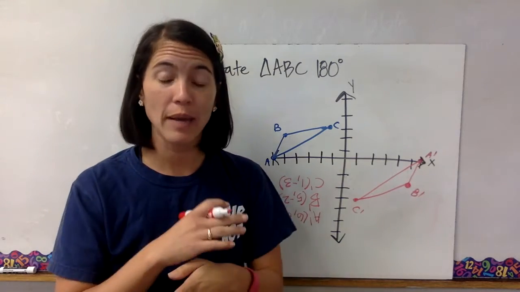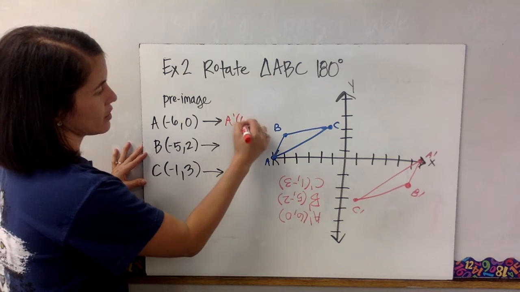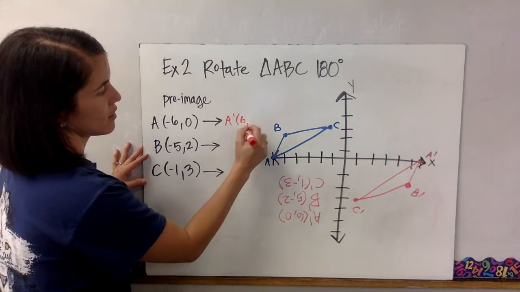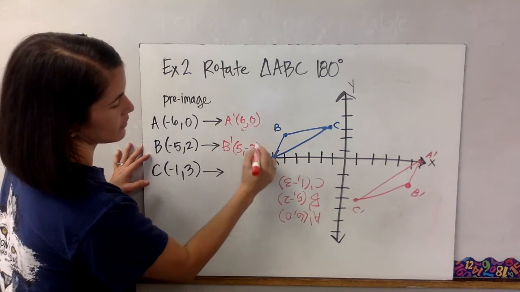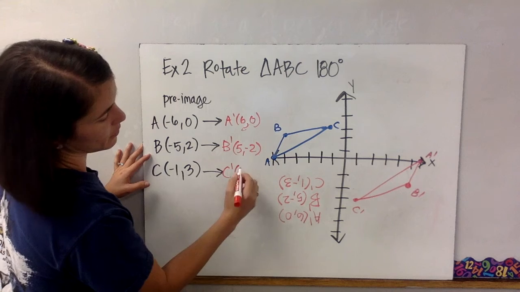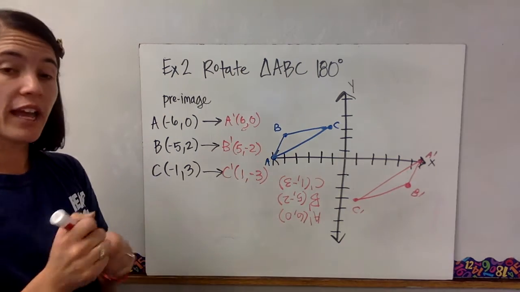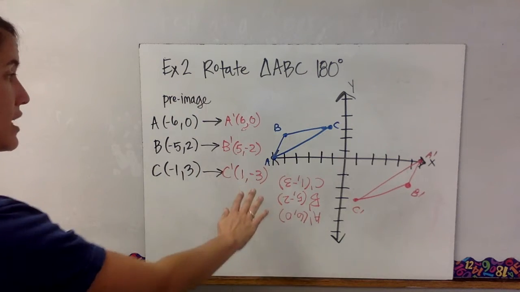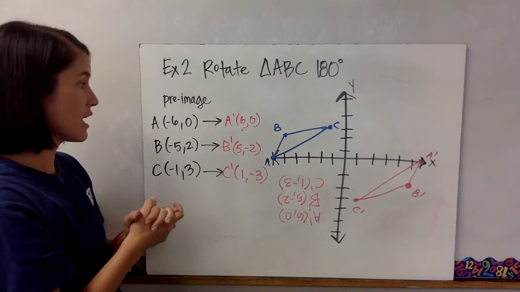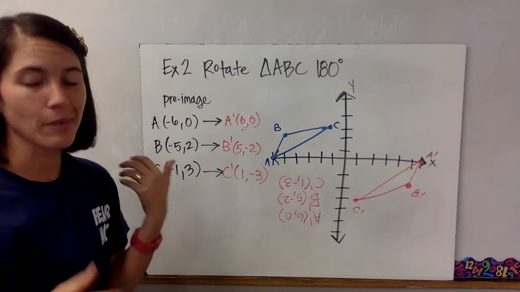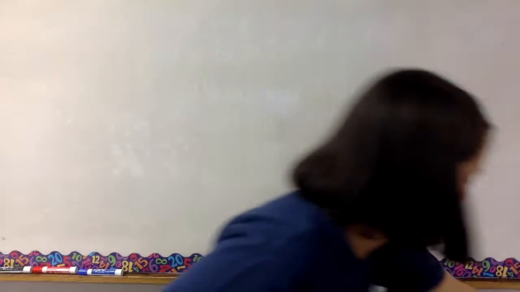You just need to rotate your paper and write them down. So my new vertices are A prime 6, 0, B prime, 5, negative 2, and C prime, 1, negative 3. So look and compare the pre-image to the image at these coordinates, and maybe you notice something, and I'm about to show you maybe what you're noticing on the next slide.